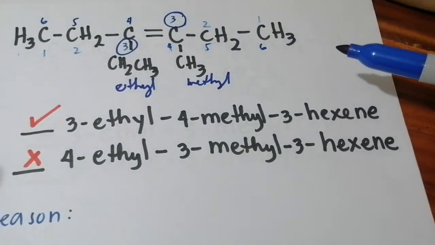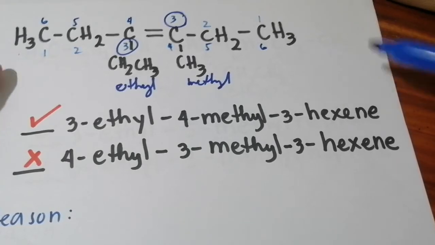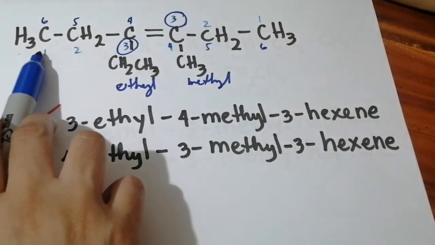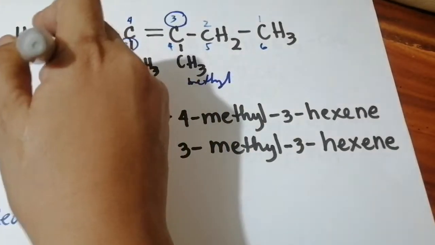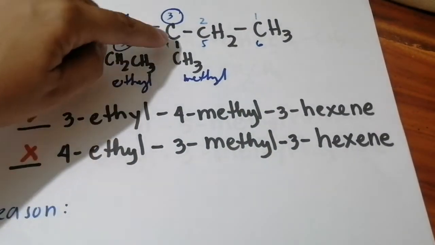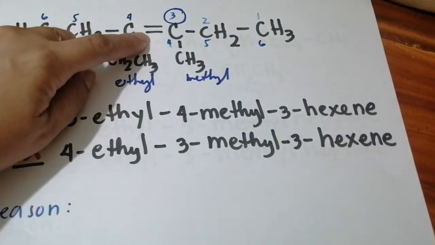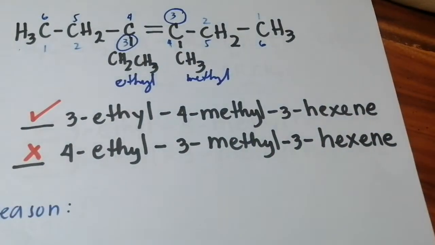That's why we have to put the number 1 on this side, because this carbon here is nearer to ethyl. So we name this as 1, 2, 3 ethyl, 4 methyl, and since the double bond is located on the third carbon, 3-hexene. So that is the reason why.